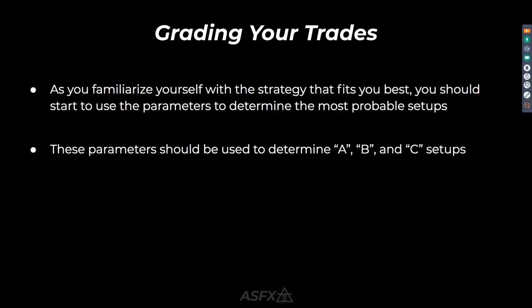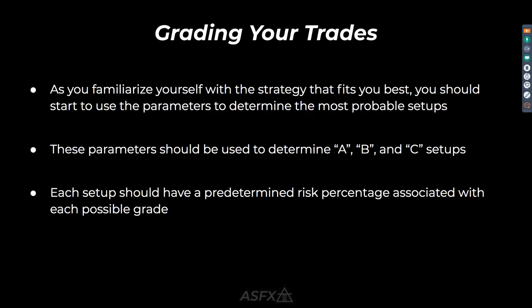As you try to grasp everything that you've learned already in the course, chapters 1 through 9, as you try to wrap your mind around that, the parameters that are in the systems are going to speak to you. You're going to start to see setups over and over again. And those setups that speak to you should be detailed in the plan. And these parameters within those setups should be used to determine your best setups, your medium, your okay setups, and then your bad, your C setups. And I grade them A, B, or C. And each one of those letters should have a predetermined risk percentage associated with that grade.